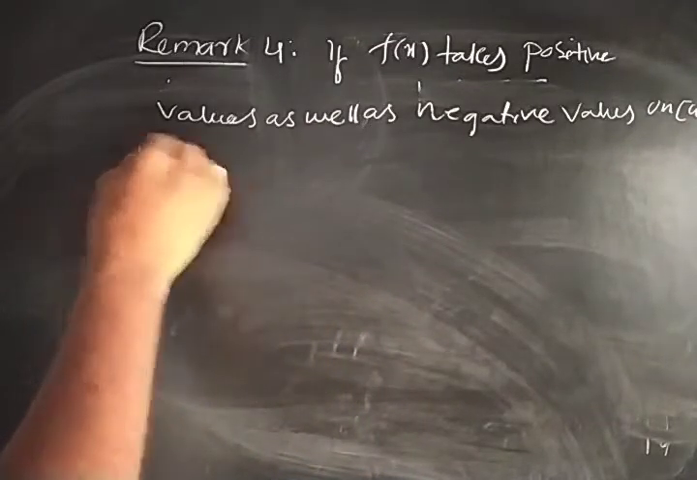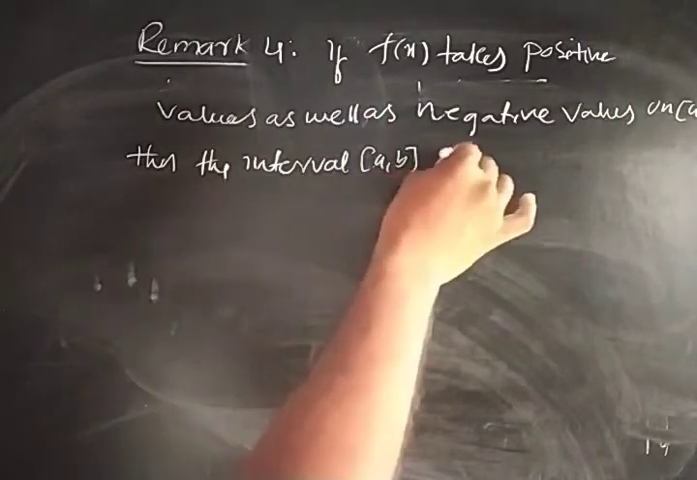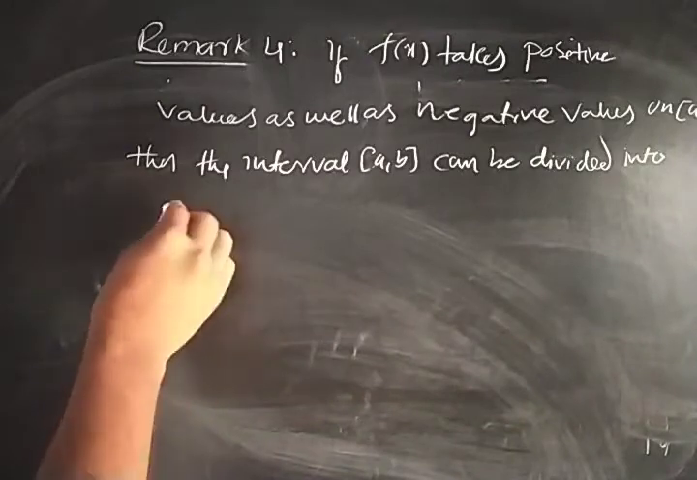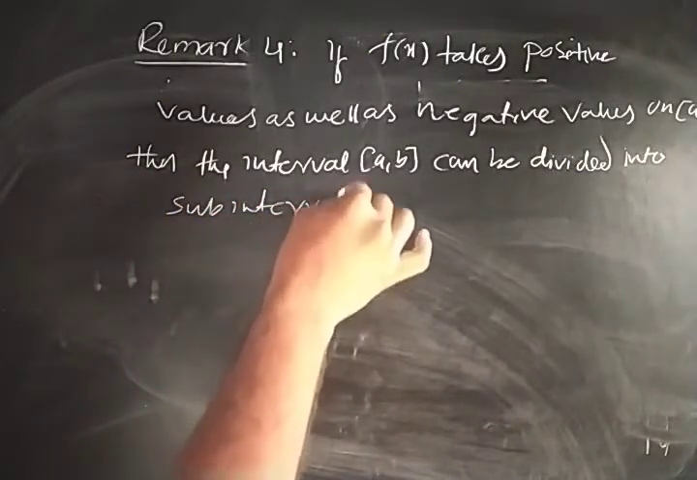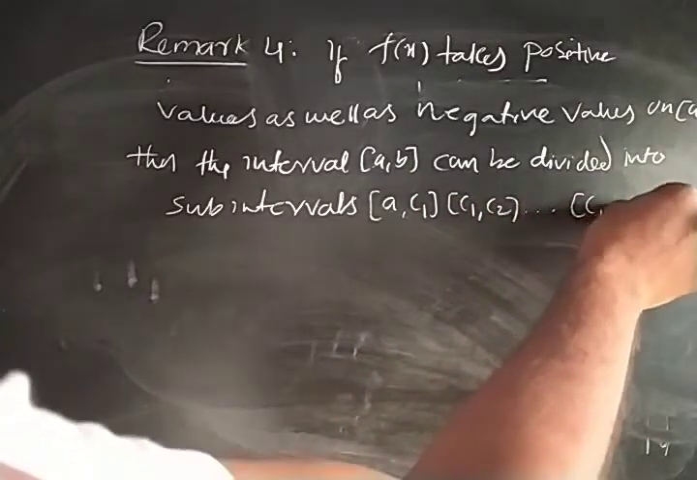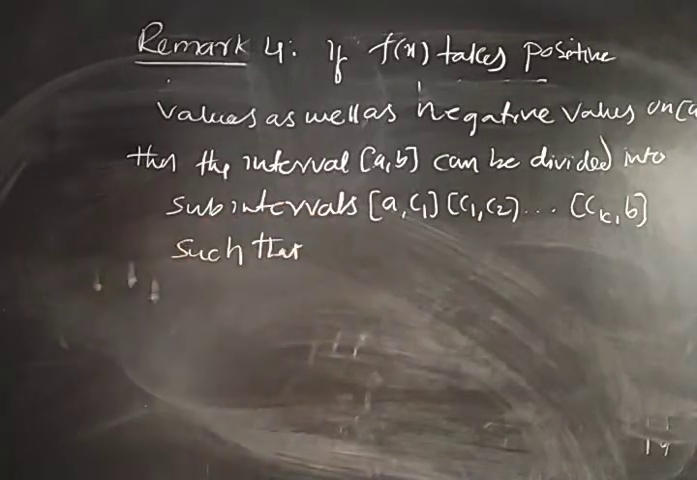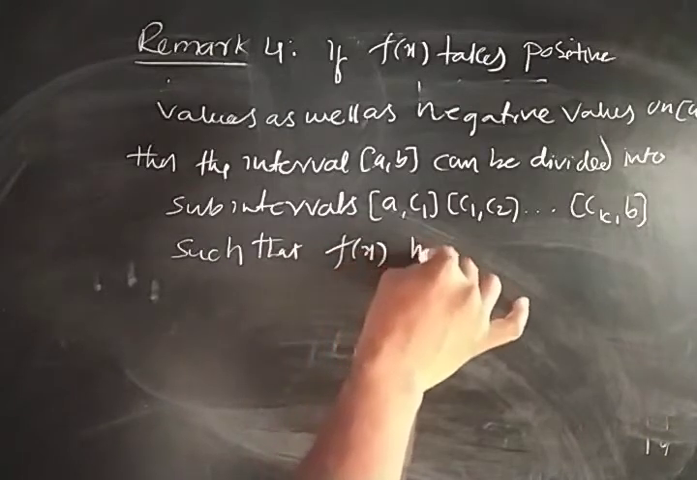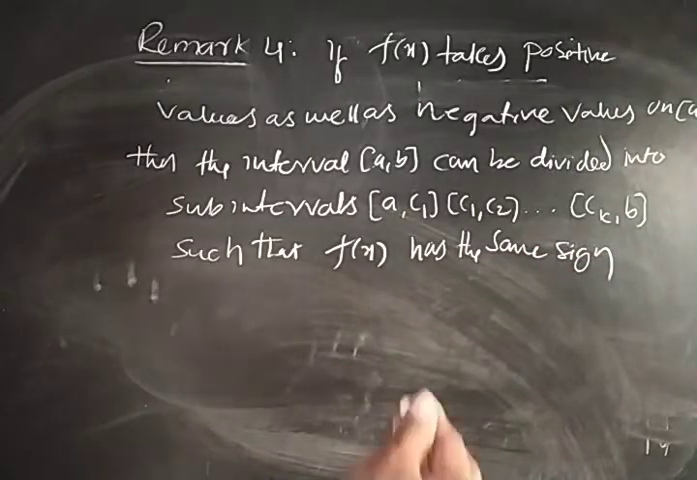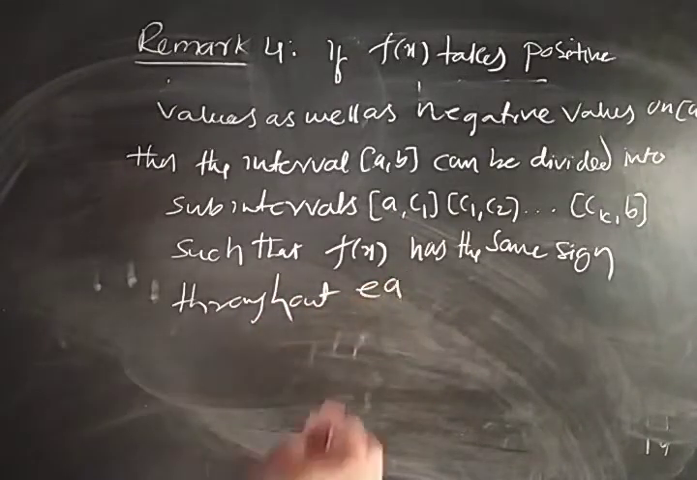Then the interval a comma b can be divided into subintervals a comma c1, c1 comma c2, and so on up to ck comma b, such that f of x has the same sign throughout each subinterval.